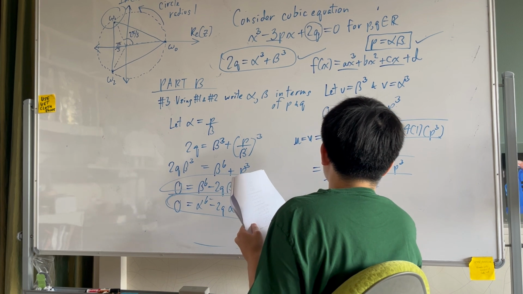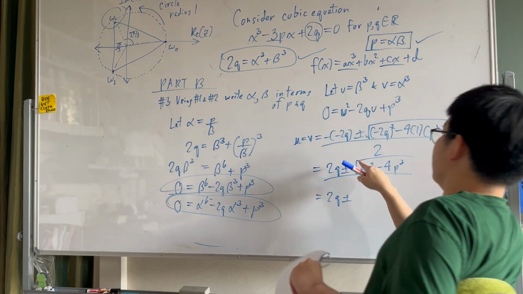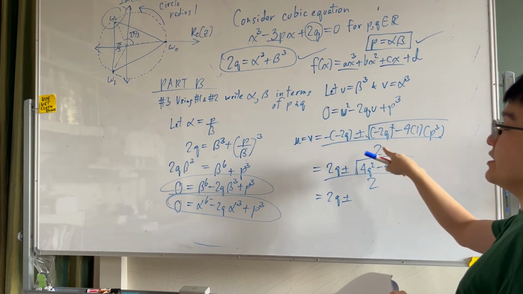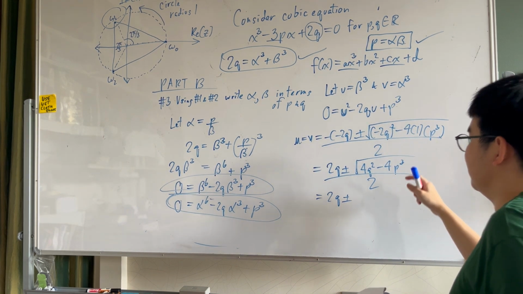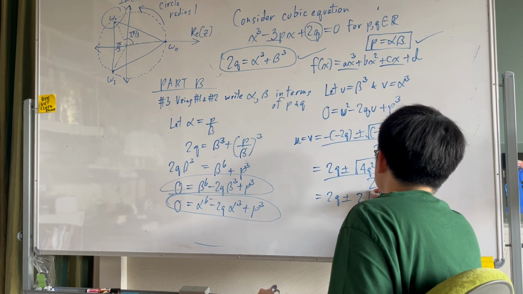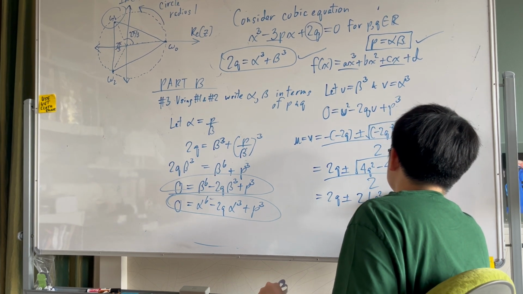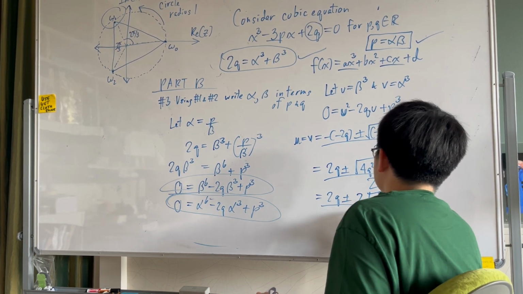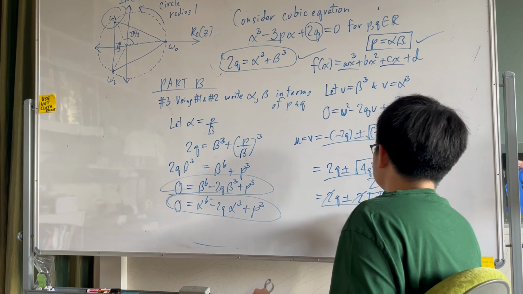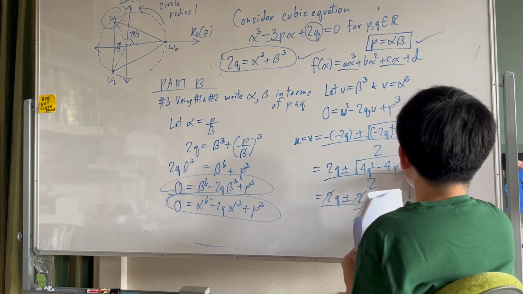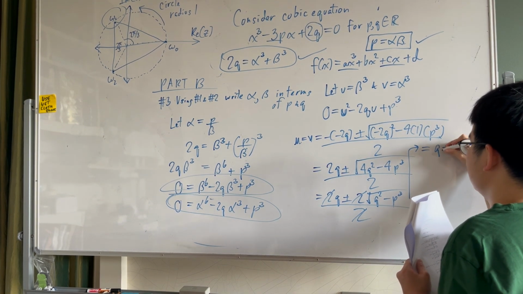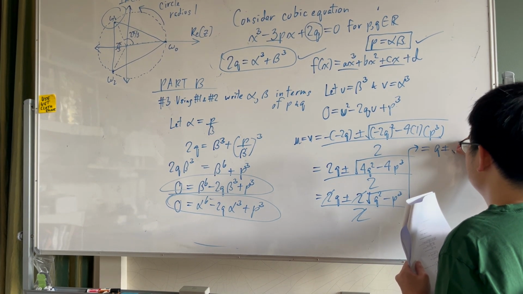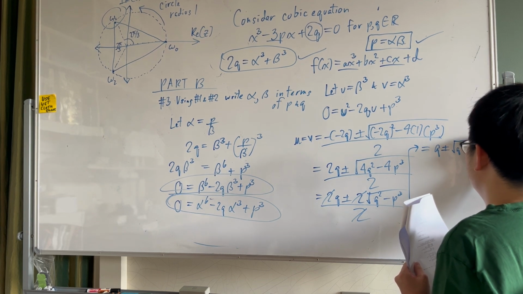So you have 2q plus or minus the square root of 4. We can pull out the square root of 4 from there, which is just going to be 2 at the end of the day. So this becomes 2 square root of q squared minus p cubed, over 2. Now this just cancels. And this gives us here q plus or minus square root of q squared minus p cubed.